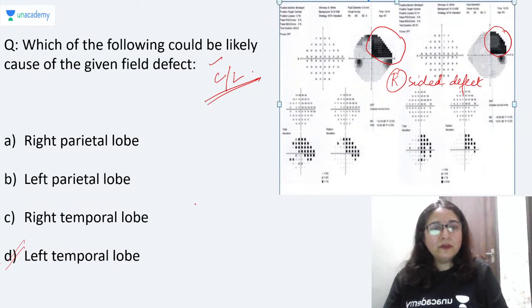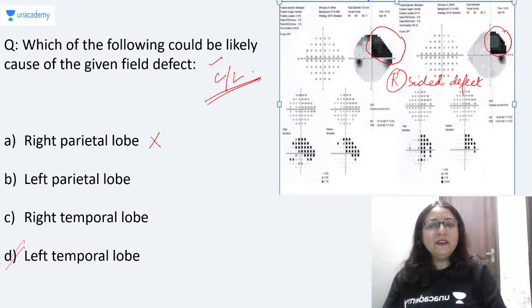From the optic tract onwards, the defect is contralateral. A parietal lobe lesion produces an inferior defect, so these two choices are gone. Since it is a right-sided visual field defect, it cannot be due to a right temporal lobe lesion. It is due to a left temporal lobe lesion.